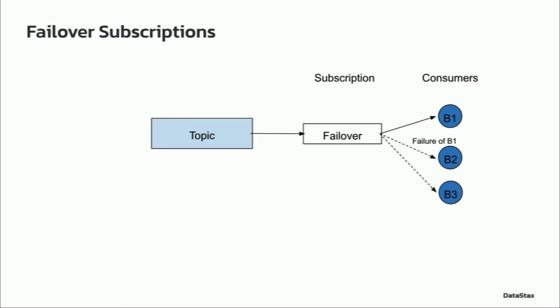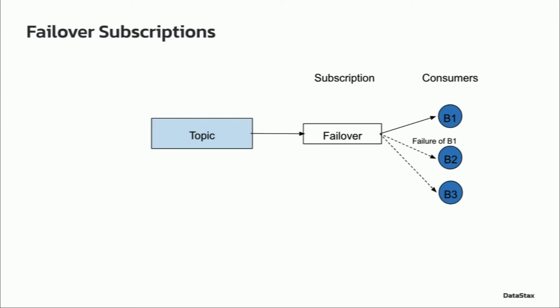Failover subscriptions. If you watch some of our other 5 Minutes About Pulsar videos, you may have learned that a failover subscription allows multiple consumers to connect to a topic, but only one is active at a time. If the active consumer disconnects, one of the backup consumers takes over. In the case of a partition topic, Pulsar adds some additional logic.